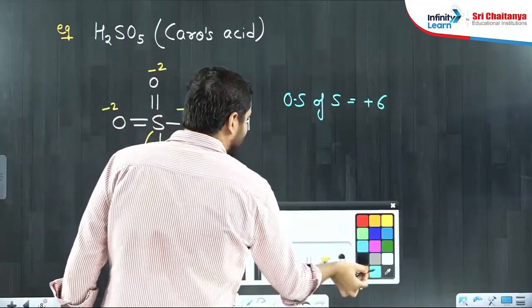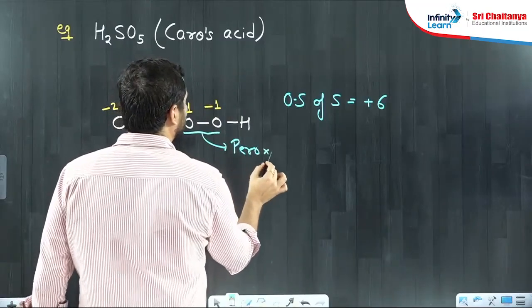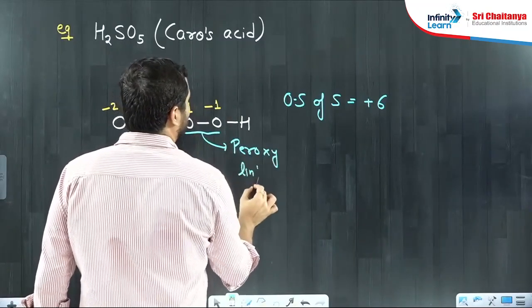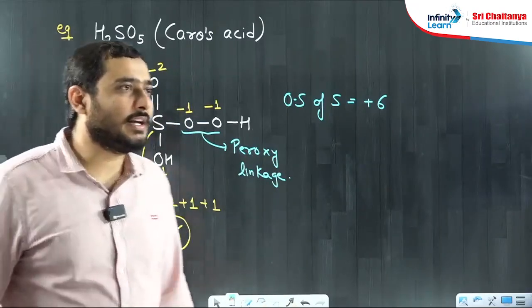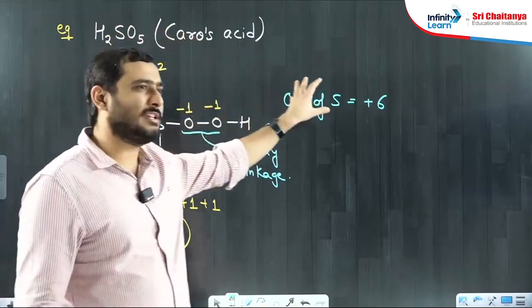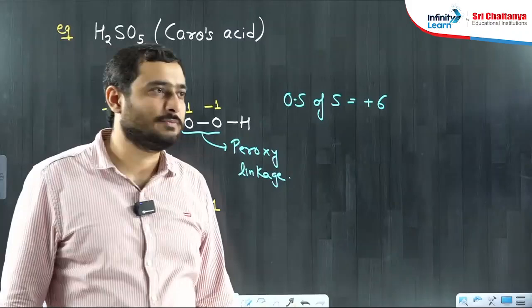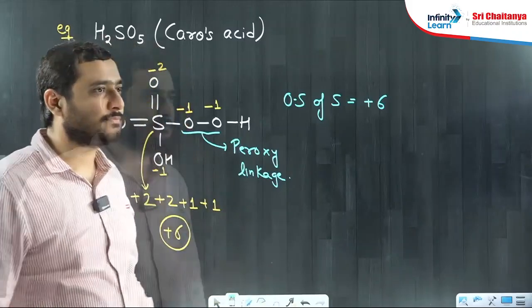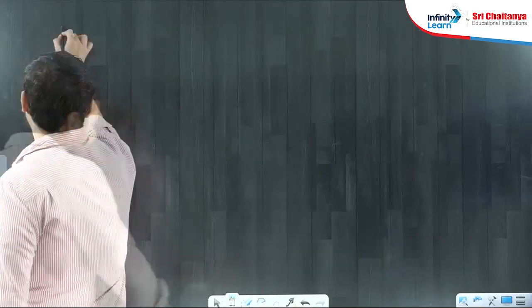So which type of linkage is present here? This linkage is a peroxy linkage. So which type of acid is it? A peroxy acid. It contains an oxygen-oxygen linkage. Clear? So remember, in H2SO5 also peroxy linkage is present, and the oxidation state of sulfur will be +6. Any doubt in this? Clear? Now let us take the next example.